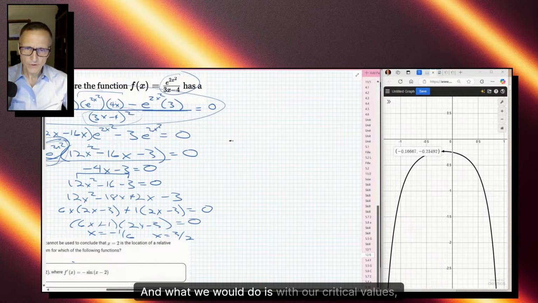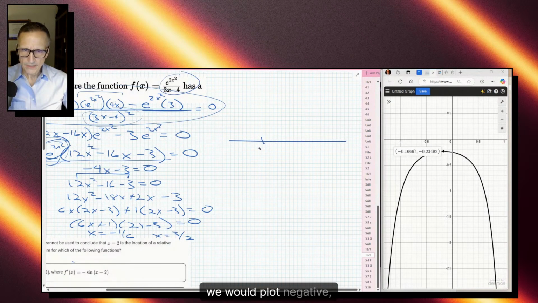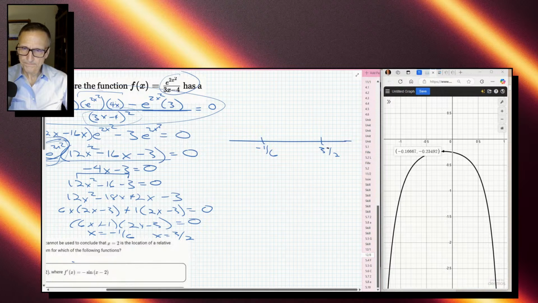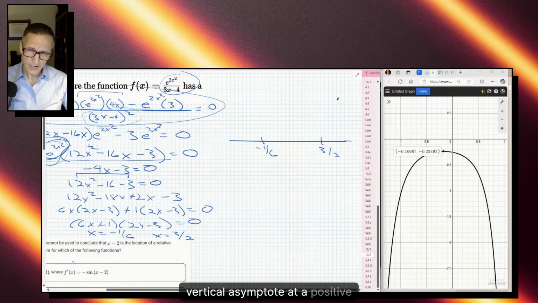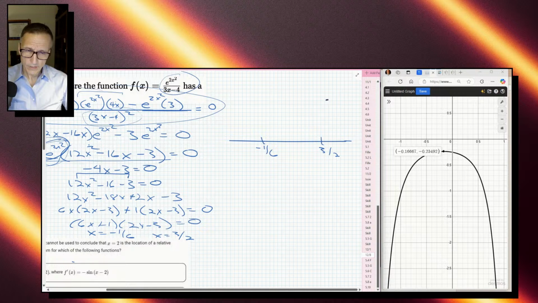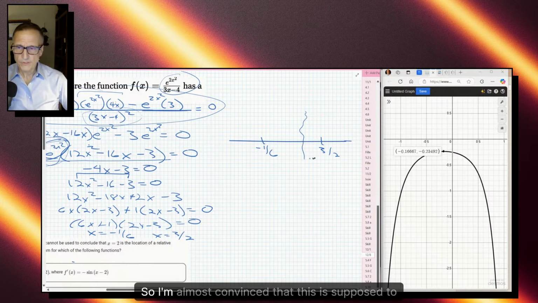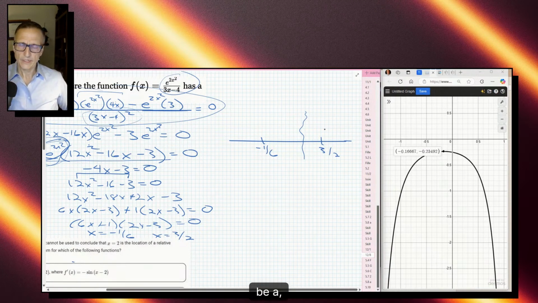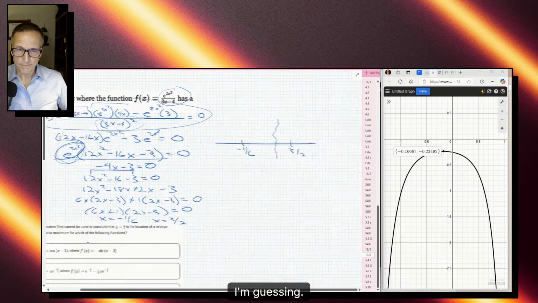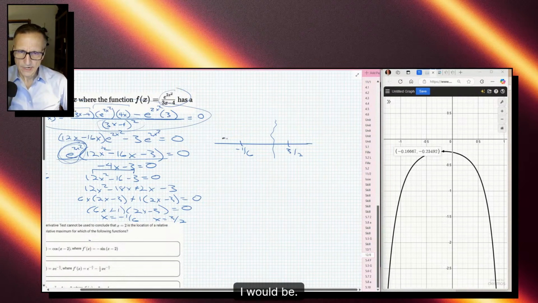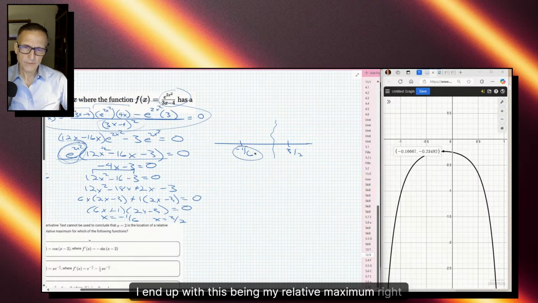And what we would do is, with our critical values, we would plot negative 1/6 and 3/2. And then we did recognize that we had a vertical asymptote at a positive 1 1/3. At a positive 1 1/3. That is 1.5. So there's a vertical asymptote. So I'm almost convinced that we're supposed to do this with graphing, I'm guessing. But at any rate, I end up with this being my relative maximum right here.